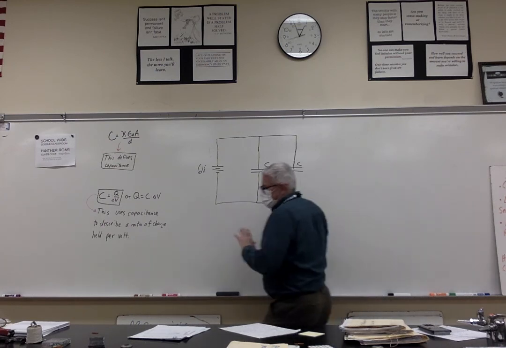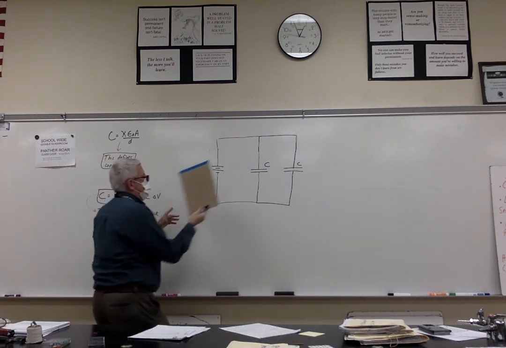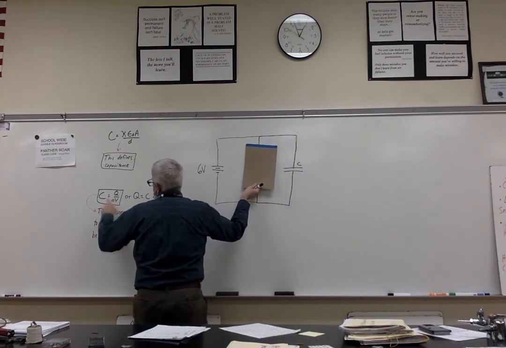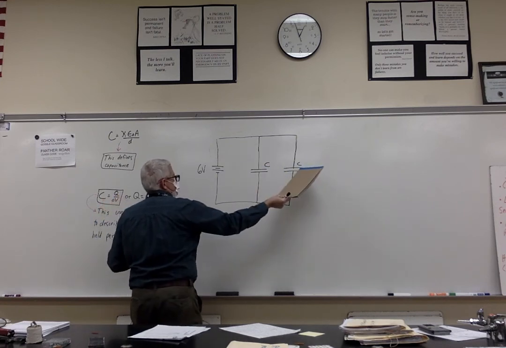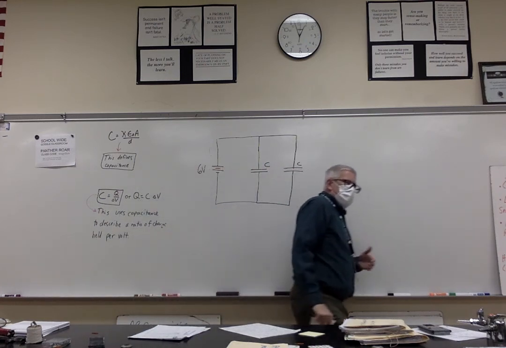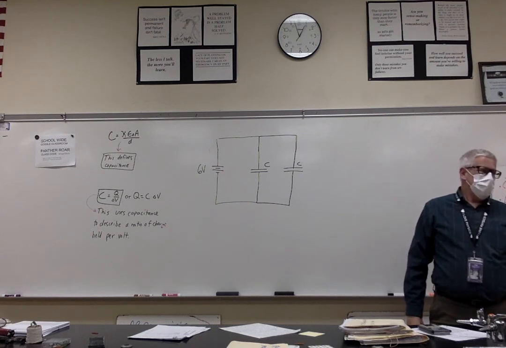If I look at this independently, and I cover this middle branch, this branch up here would have 6 volts across it. And if I have 6 volts and a certain capacitance, it would hold a certain amount of charge. This capacitor would hold the same amount of charge as this capacitor holds. Why? Because they've got the same capacitance value and the same voltage across them.